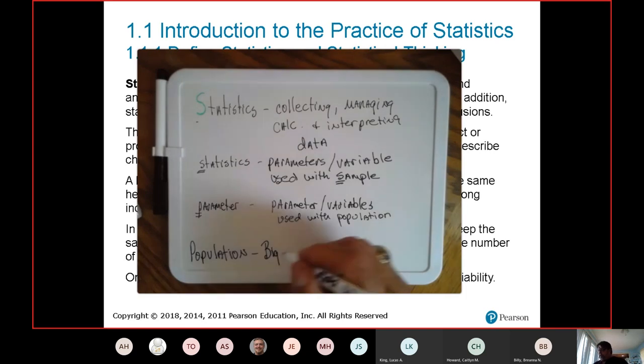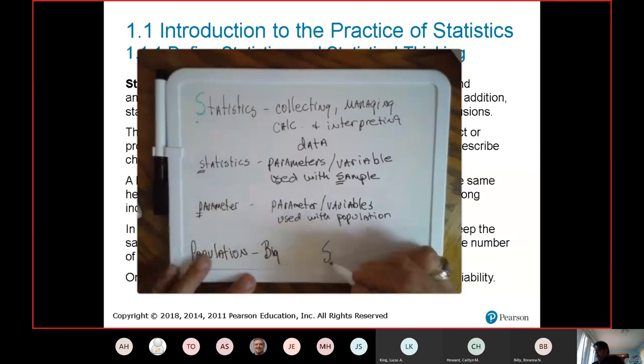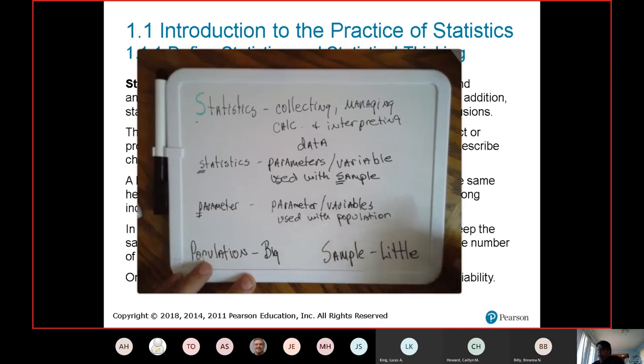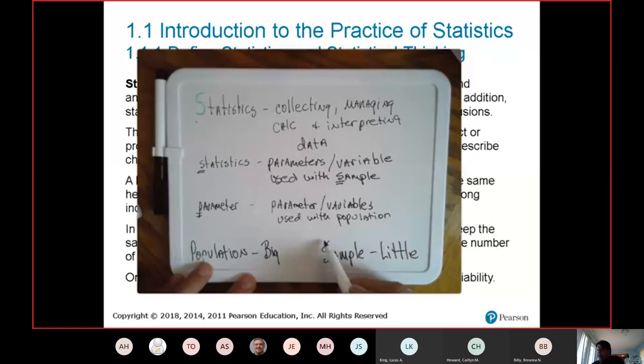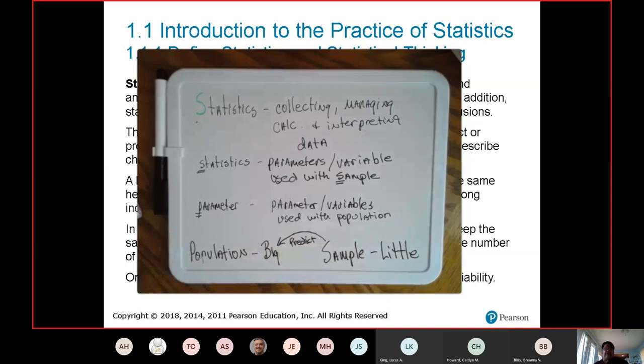So anyway, the big guy is the population. The little guy is the what? Sample. And your goal in probability and statistics is for the sample to predict the population. That's the whole gist of probability and statistics.